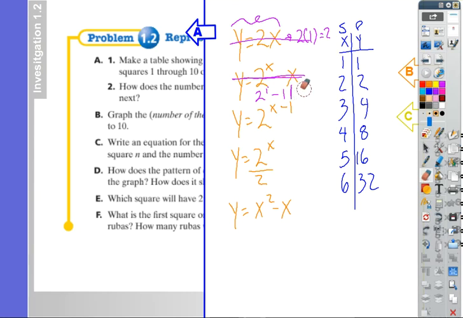All right, let's try this next one. Let's plug in 1. So we have 2 to the first minus 1. 1 minus 1 is? 0. So we have 2 to the 0. 2 to the 0 is equal to? Oh, that worked. Let's see if it works for 4. So we have 2 to the 4th minus 1. 4 minus 1 is? 3. So we have 2 to the 3rd. 2 to the 3rd is 2 times 2, which is 4, times 2, which is? 8. Did that work?